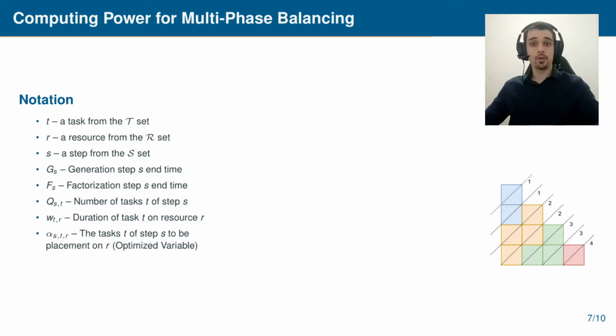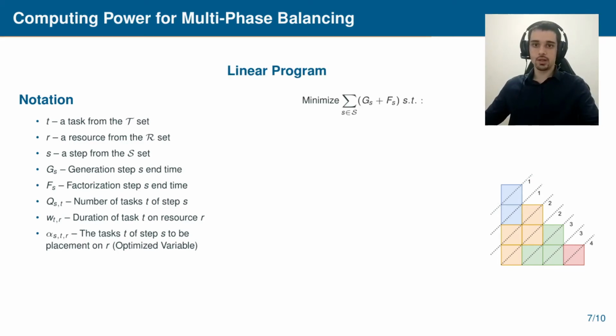And the variable that we are trying to optimize here is alpha, the number of tasks of type T of step S to be placed on resource R. So the goal of the linear program is to minimize the execution time. We can do that by saying that our objective is to minimize the sum of the end times of the phases. And we have a conservation rule that says that the sum of all tasks that I place is equal to the number of tasks.